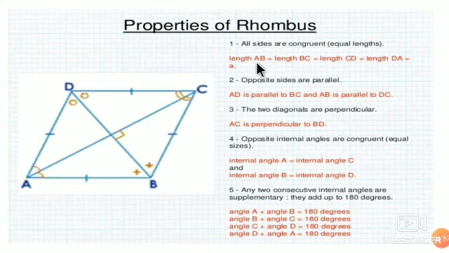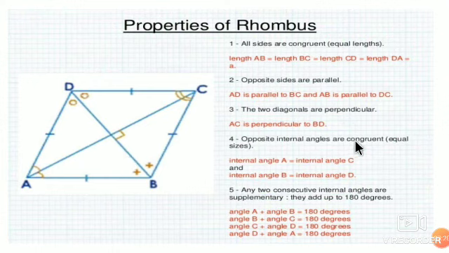The length of AB is equal to BC is equal to CD is equal to AD, means all sides are equal in length. Opposite sides are parallel. The side DC is parallel to AB, BC is parallel to DA. The two diagonals are perpendicular, means AC is perpendicular to BD and vice versa.